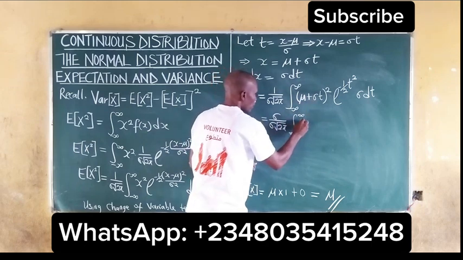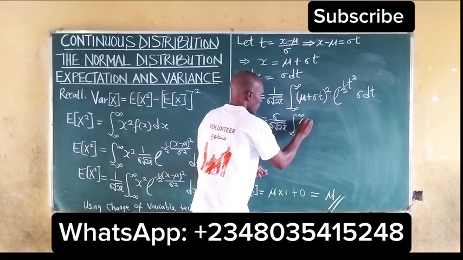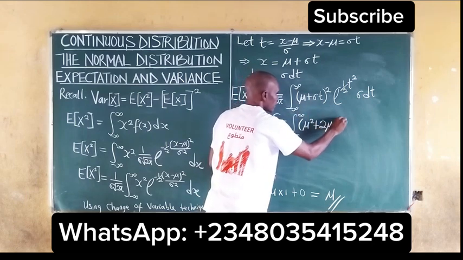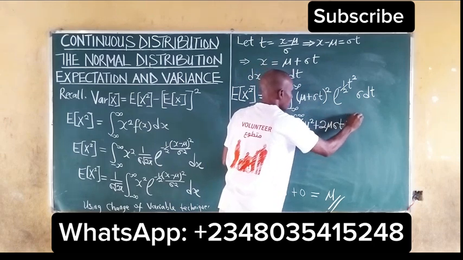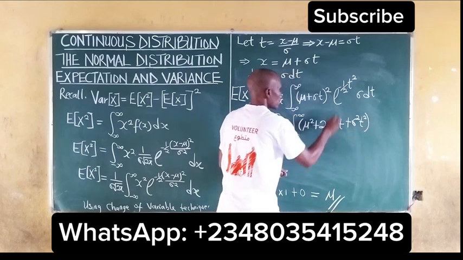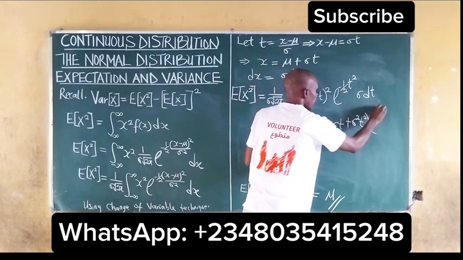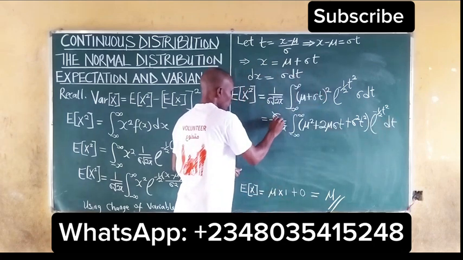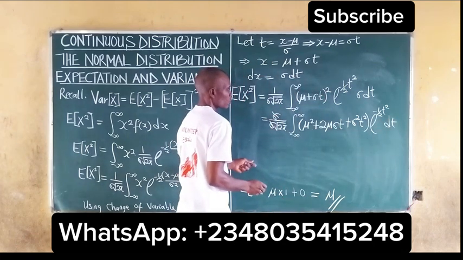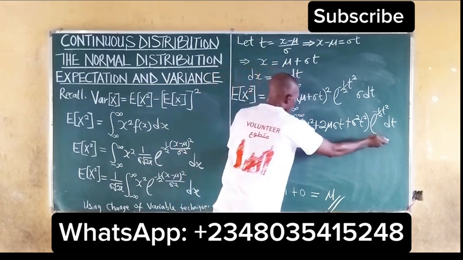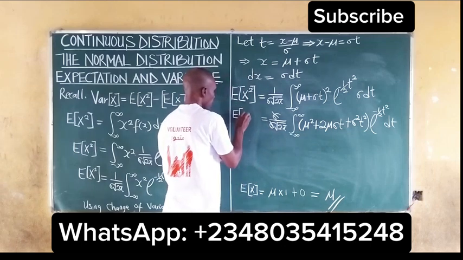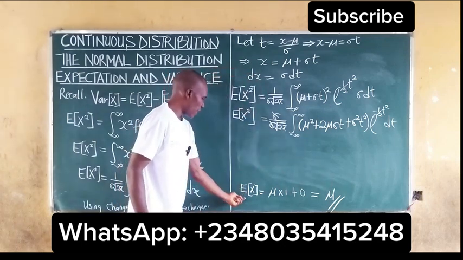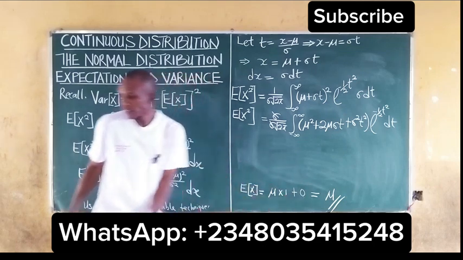We can also expand this, from the quadratic expansion, to give us mu squared plus 2 mu sigma t plus sigma squared t squared, multiplied by the exponential of negative 1 all over 2 t squared dt. So this will cancel this. The next thing to do is to bring the whole of this together. Of course, this is our expected value of x squared. Already we know that the expected value of x is mu, so I'll delete that.